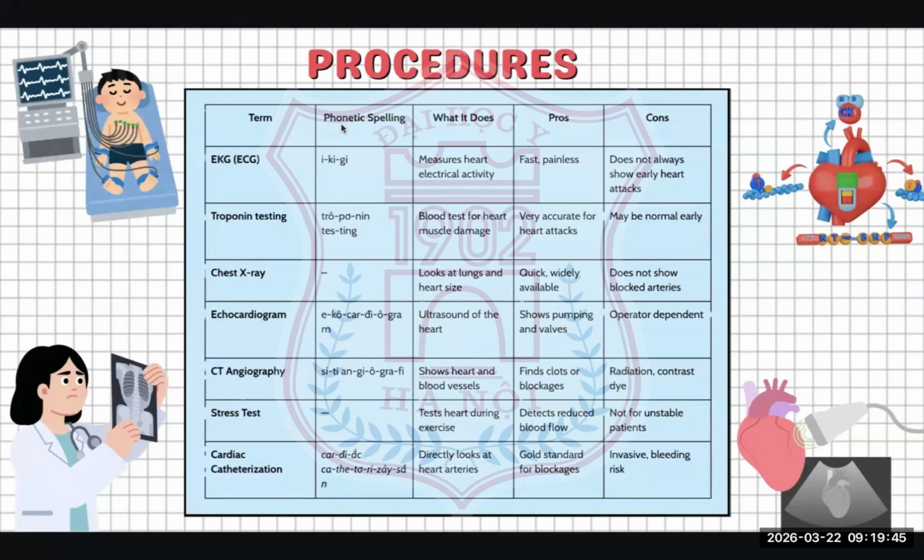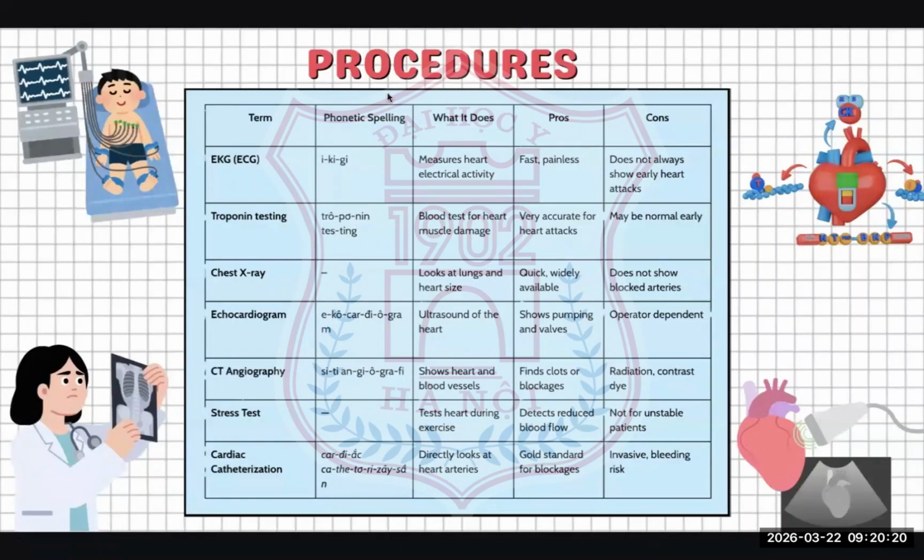Okay. The next one is a chest X-ray. So a chest X-ray shows your doctors all of the structures inside the body, including the lungs and the heart size. They are pretty cheap and they're easy to do, but they do not show any blocked arteries, so it can be difficult to use this to diagnose something like a heart attack or anything perfusion or blood flow related. Okay.